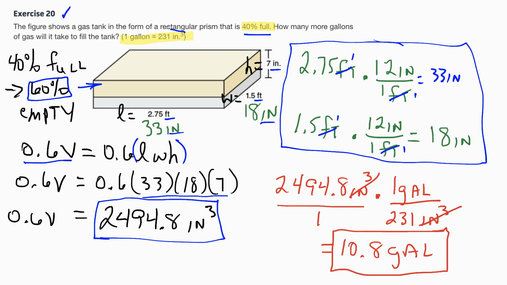And then I have to use this conversion. I do my unit analysis again. I want to turn inches into gallons, so I multiply the volume by this conversion, where I can cancel, and my answer will be in gallons. Okay, so you're going to have to do this problem too.